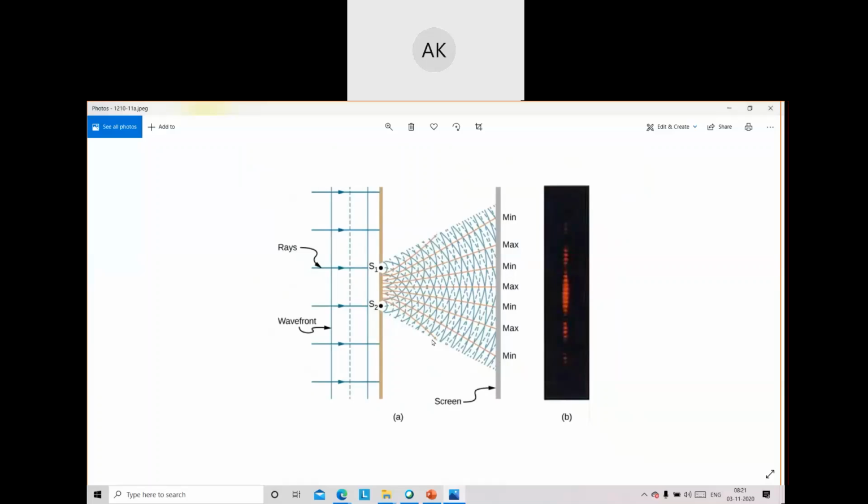And you can see another pattern here. See two slits, bright. See the wavefronts. These lines are wavefronts, spherical wavefronts. If it is a linear source, we get a cylindrical wavefront. If it is a point source, we get a spherical wavefront. You can see the interference of the waves, and crest and trough. Maximum point.